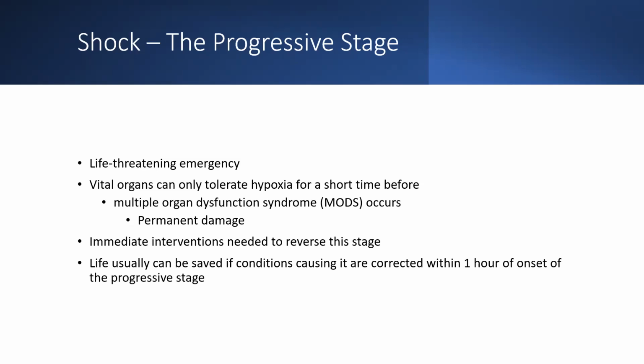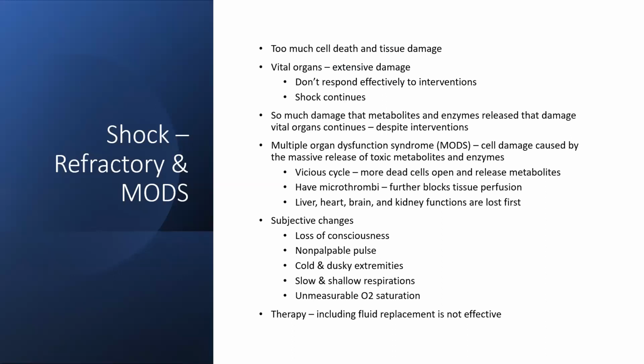Now this is where our 1-hour bundle comes in, at the onset of the progressive stage. Ideally we catch it before the progressive stage, but often when your patients present to the emergency room, they're already in their progressive stage, right? So now you have to initiate that 1-hour bundle, because they don't come to the hospital unless they're symptomatic many times.